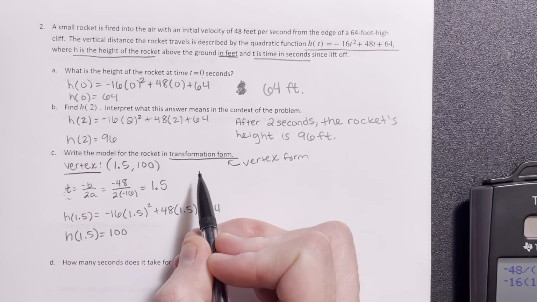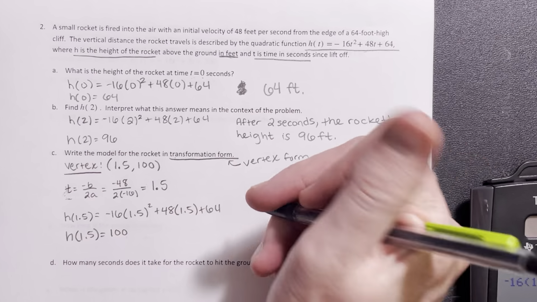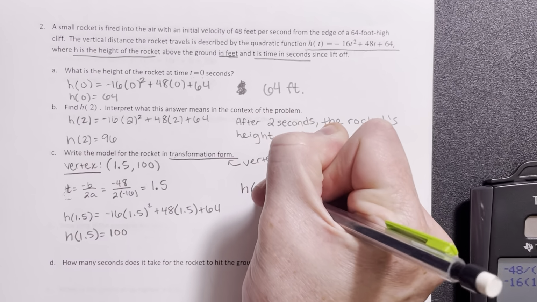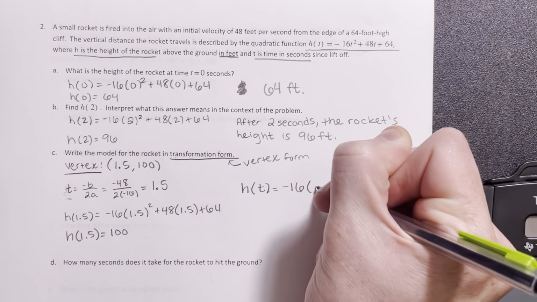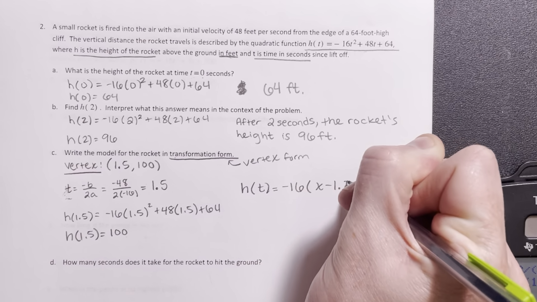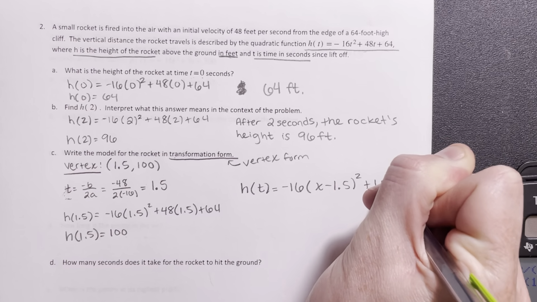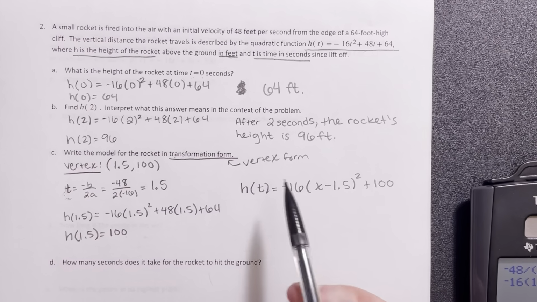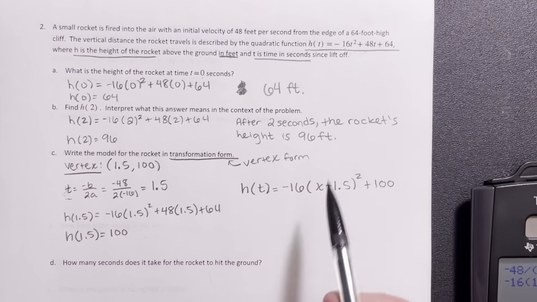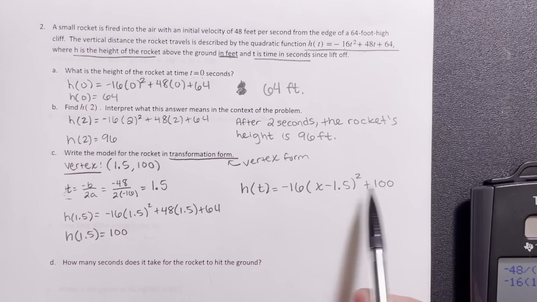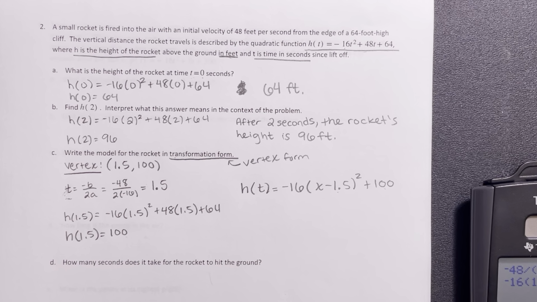That's not what the question completely wanted. It wanted it in vertex form. So I'm going to rewrite the equation h of t in vertex form, which would be a times (x minus h) squared plus k. That a value is the same a as from the standard form, and the vertex (h, k) goes into the rest of it.